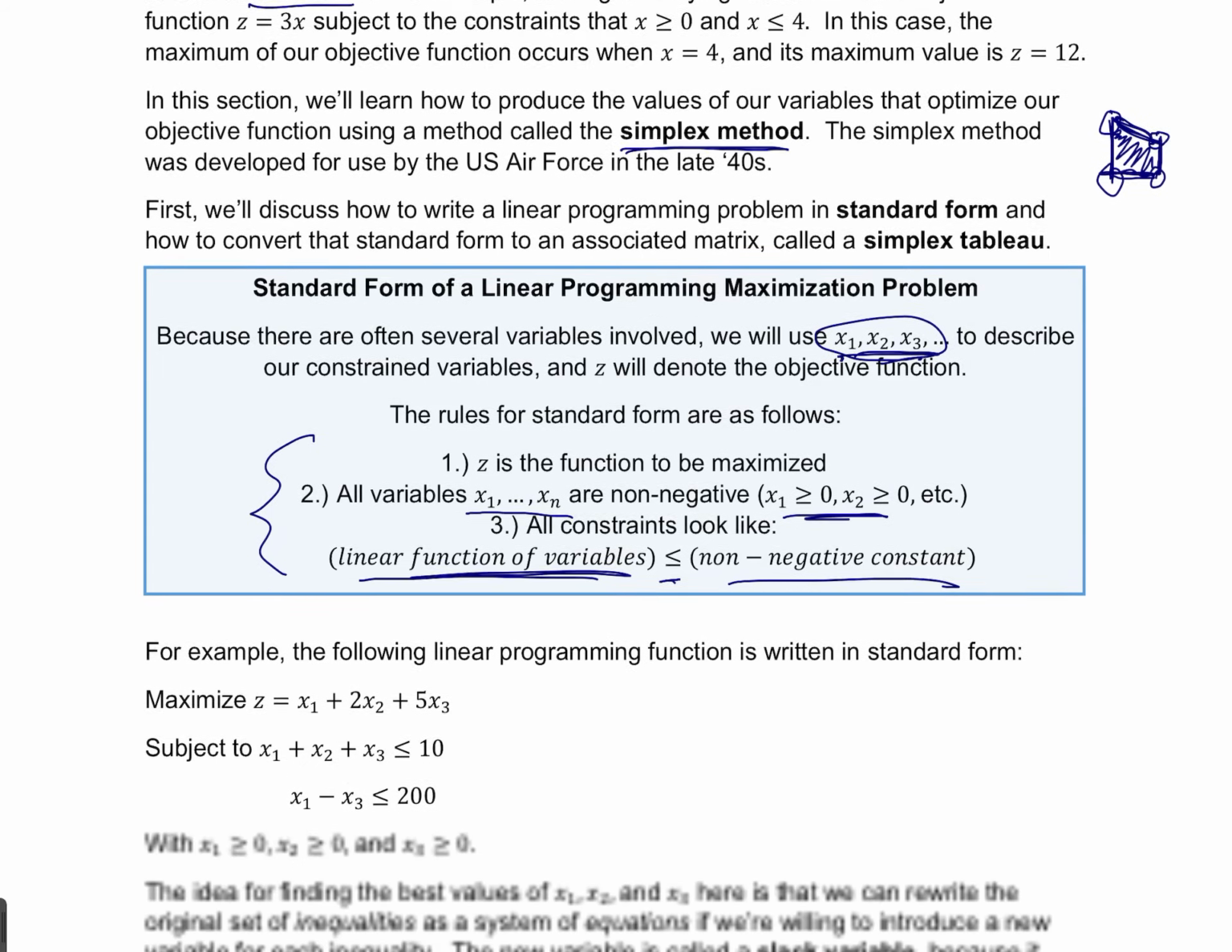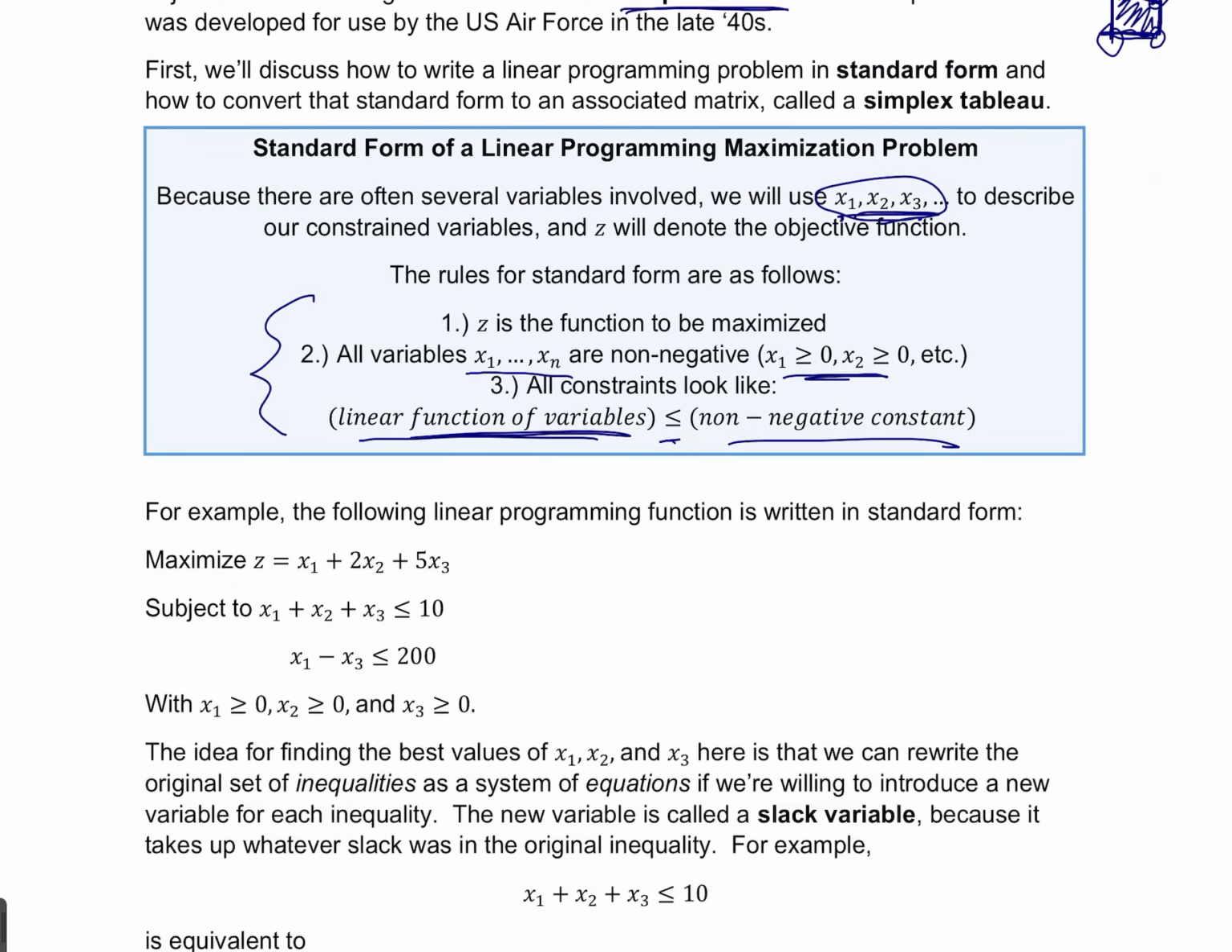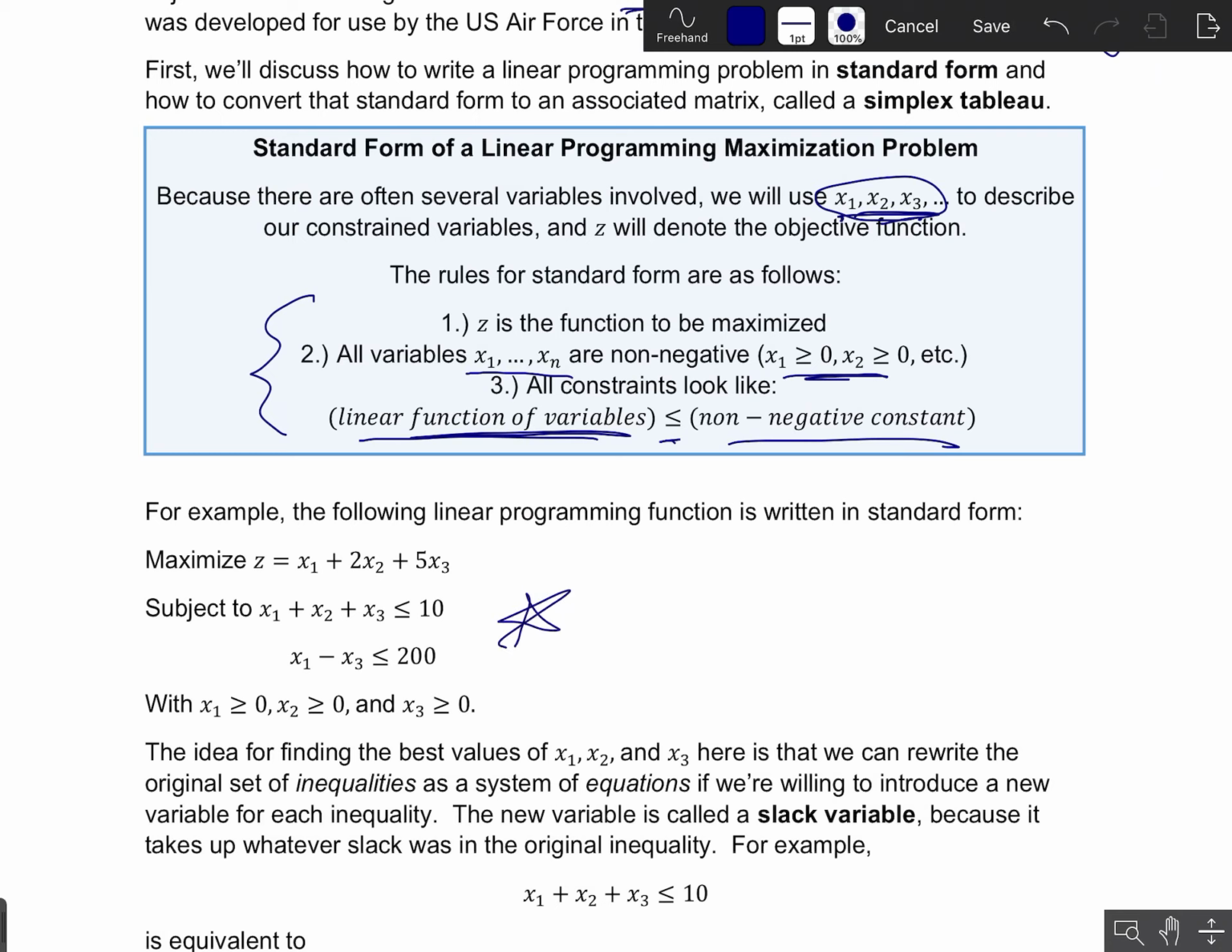So you can check that this linear programming problem that we have here is in standard form. So we're trying to maximize this function z, which is a linear function of our variables. We have our constraints in standard form, and all of our variables are constrained to be non-negative.